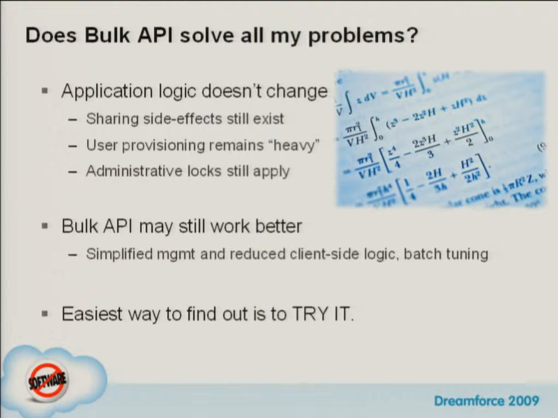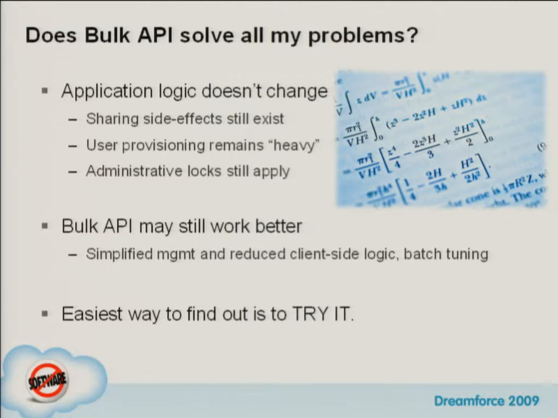The bulk API does what it does really well in terms of allowing you to get data up into Salesforce.com and insert it in a high volume way. But is it going to solve all your problems? It's still going back to the fact that the application logic isn't changing. If the things that are slowing down your imports are related to that logic, whether it's triggers, or you're trying to realign territories through API calls, those things have side effects that will continue to be there. So it doesn't make those things go away.